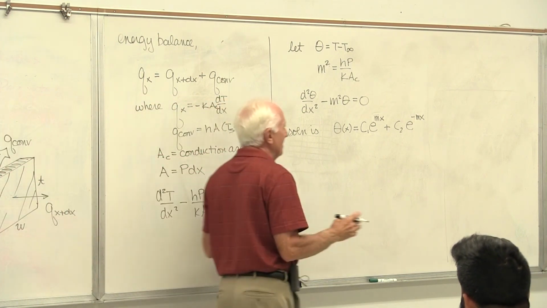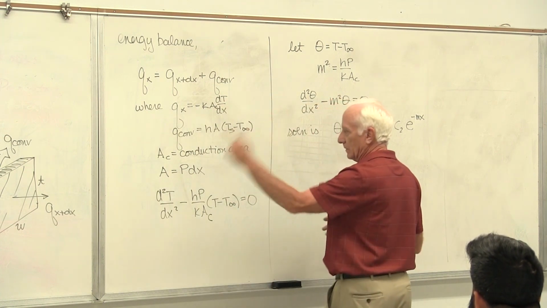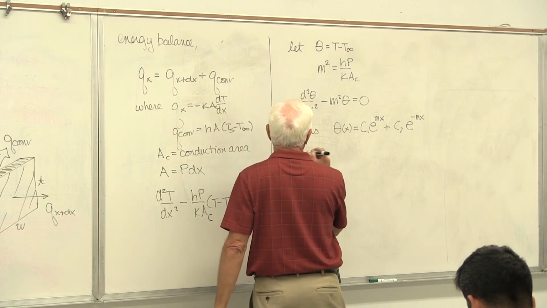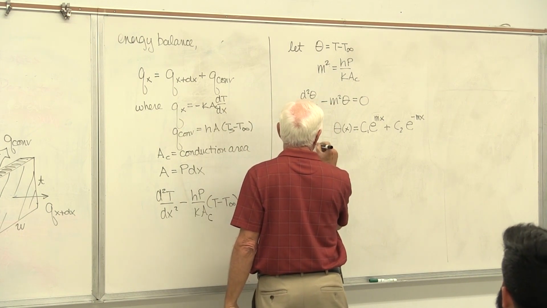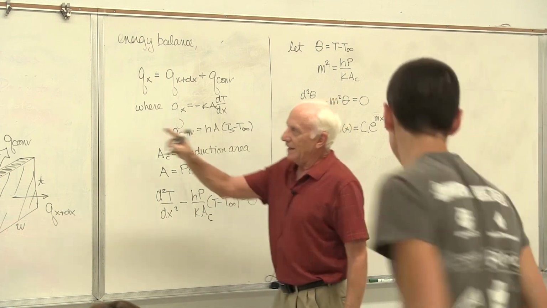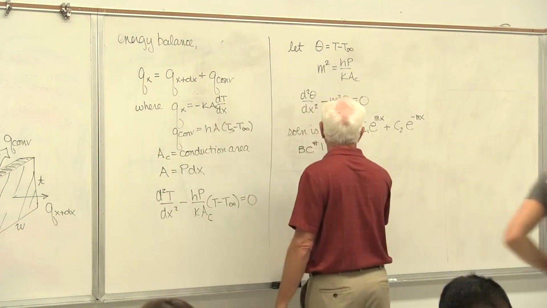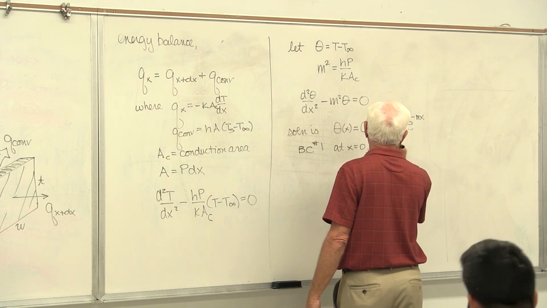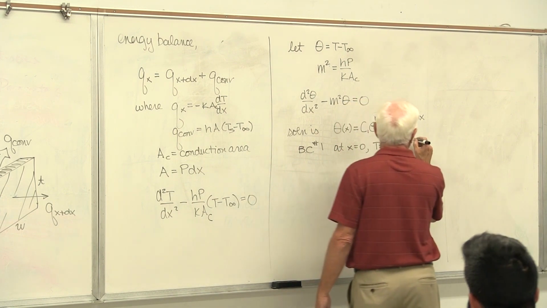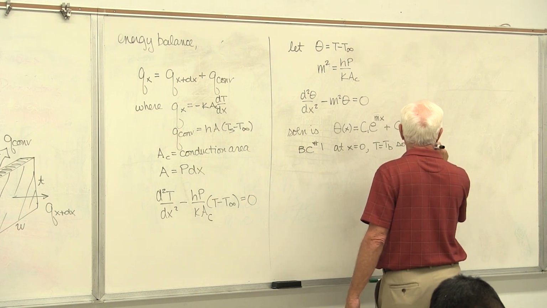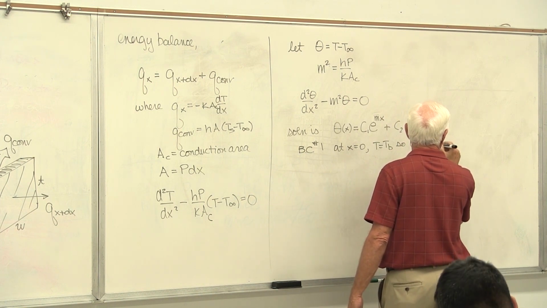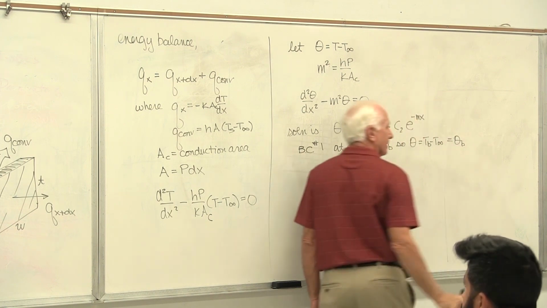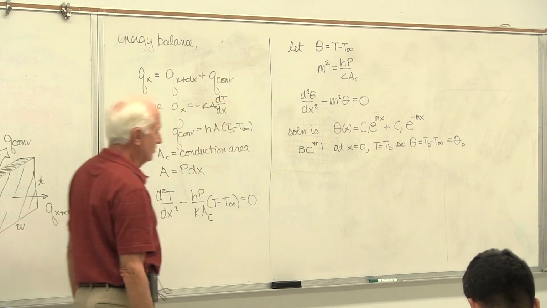Okay, now, to solve this guy, we need, of course, two boundary conditions, with theta as a function of x. So BC number 1, take the easy one. At x equals 0, T equals T B. So theta is equal to T B minus T infinity, and we call that theta B. Everything's in terms of theta.